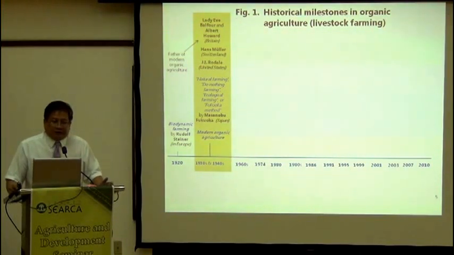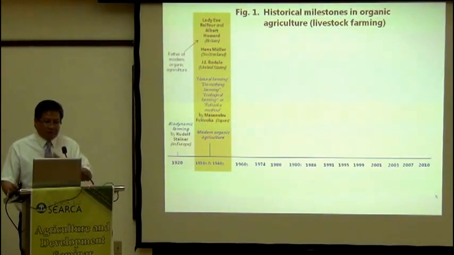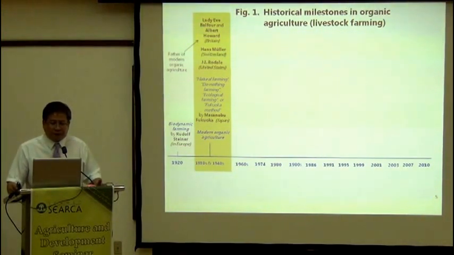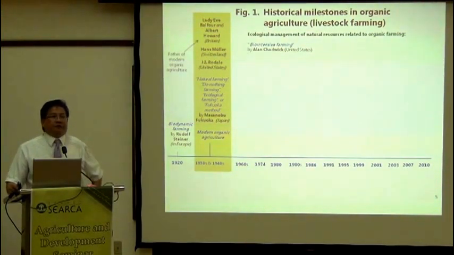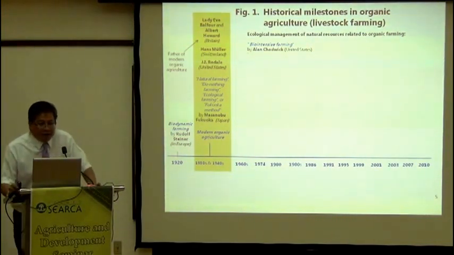And besides those guys from Britain, we also have names like Hans Müller from Switzerland, J.I. Rodale from the US, and of course, Masanobu Fukuoka, who's very famous from Japan, who coined terms like natural farming. Another term is do-nothing farming, ecological farming, or simply the Fukuoka method. There have been so many terms that came out, and these are mainly related to the ecological management of the natural resources, and most of which are also related to organic farming.